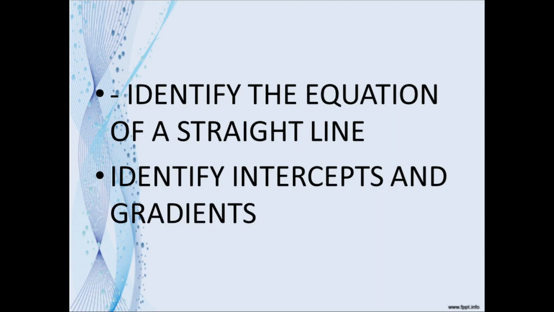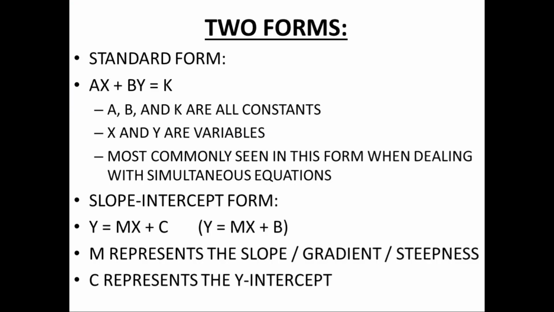Our objectives today are 1. Identifying the equation of a straight line, and 2. Identifying intercepts and gradients. So there are two forms of a straight line, what are known as the standard form and the slope-intercept form. The standard form is normally written as ax plus by equal k, where a, b, and k are all constants. X and y are your variables.